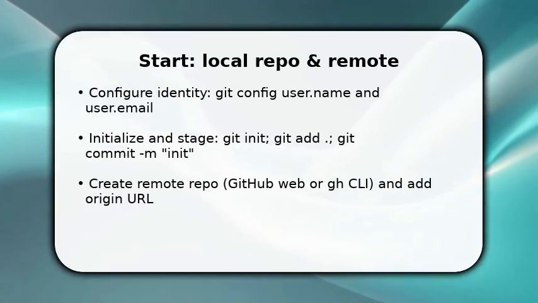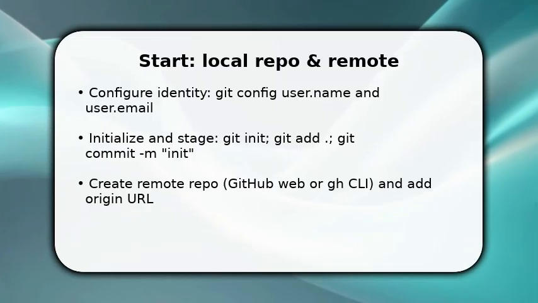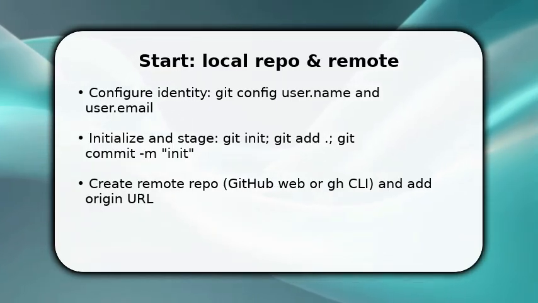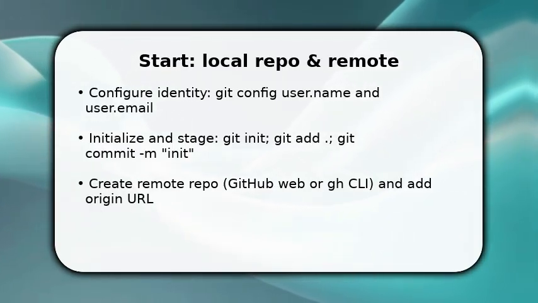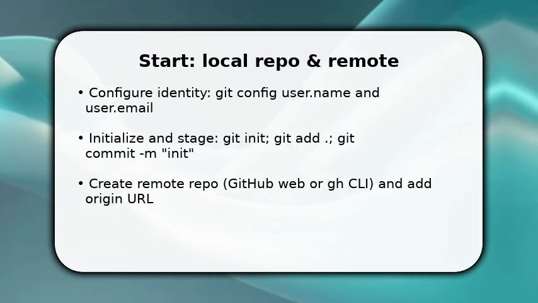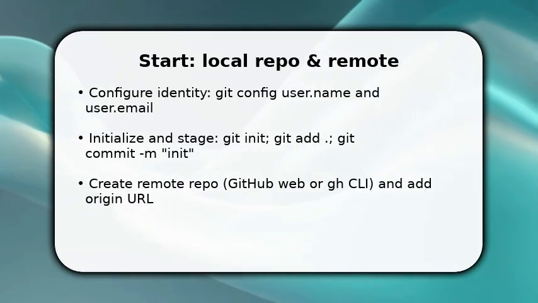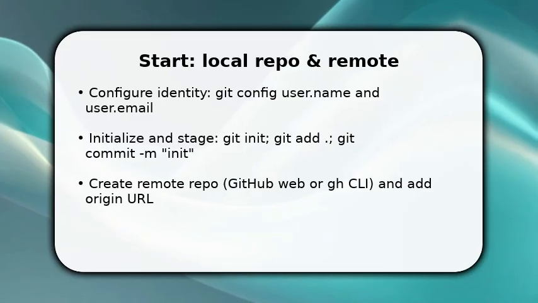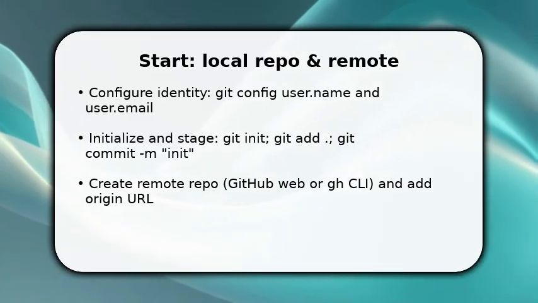You begin by preparing your local workspace and linking it to GitHub. First, set git config user.name and user.email so commits track you. Once done, run git init, add your project files with git add, then commit with a clear message.